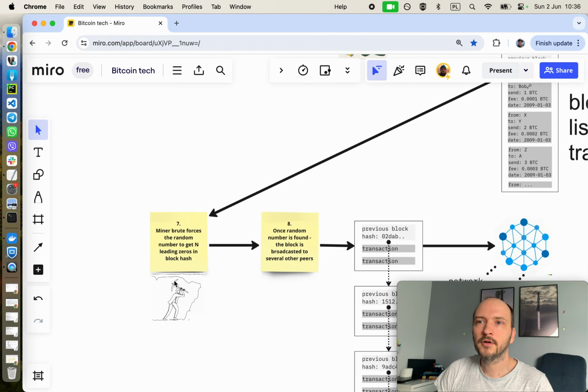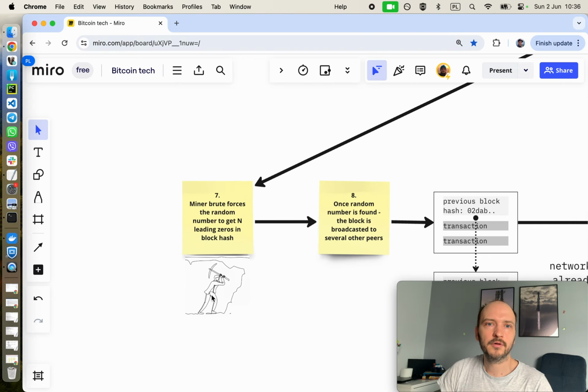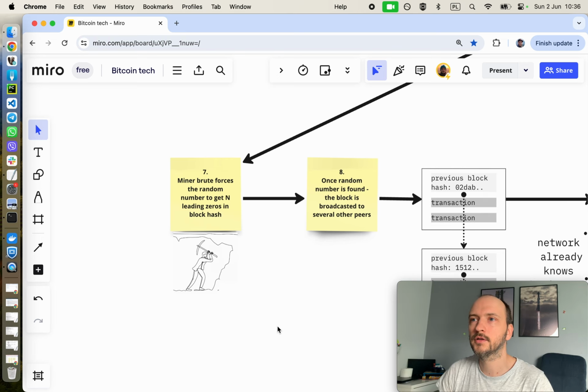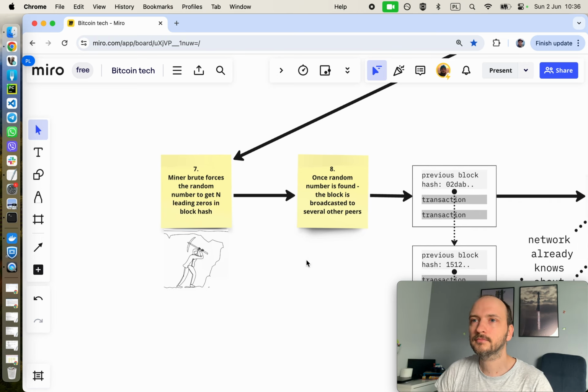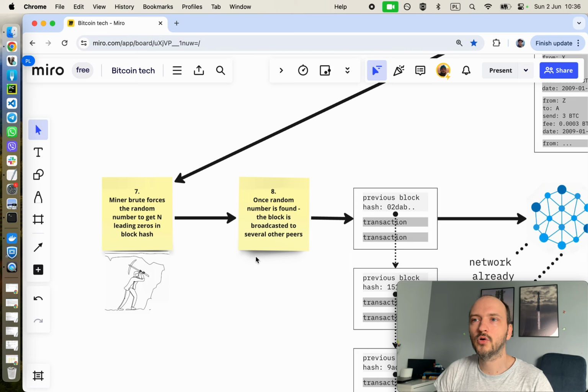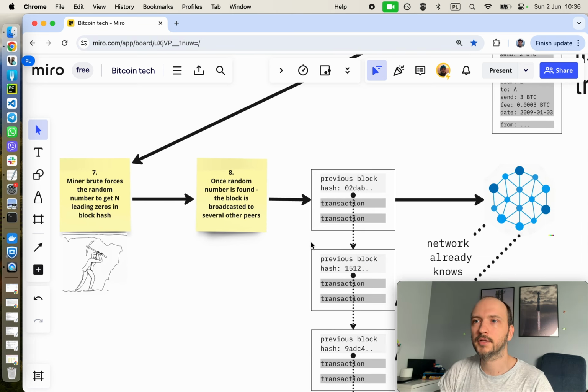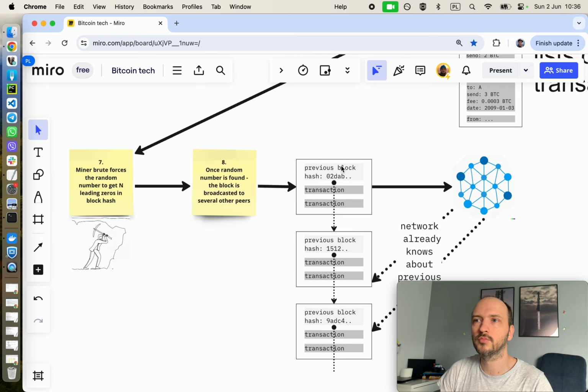And the miner just brute forces a random number with proof of work to get the number of leading zeros that is required at the moment by the algorithm. So he does this work trying to find the random number and get the corresponding hash. And once it's found, the block is broadcast to several other peers, like in the network pattern that we described. So here is the new block.